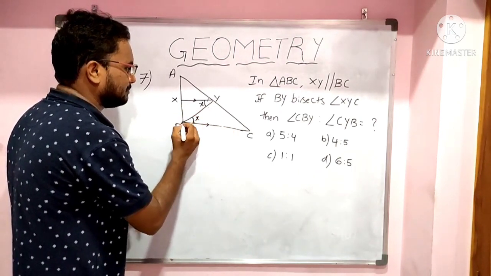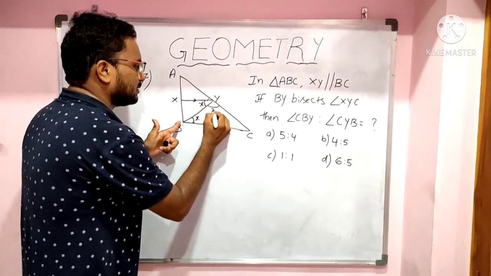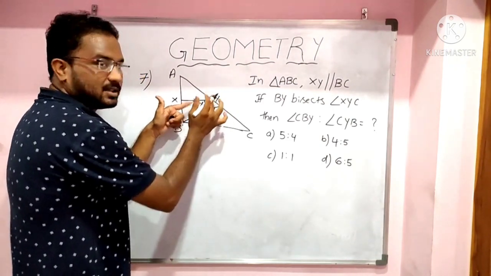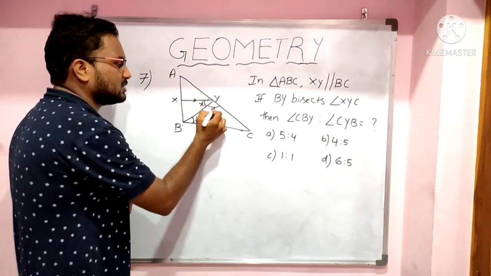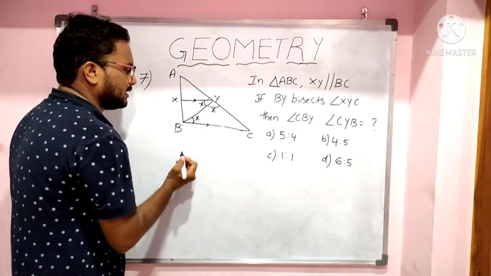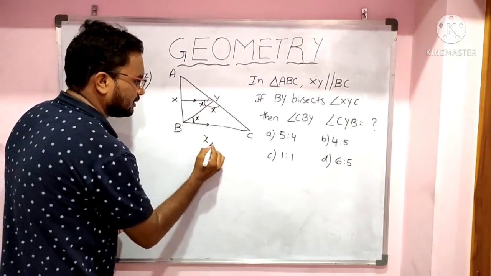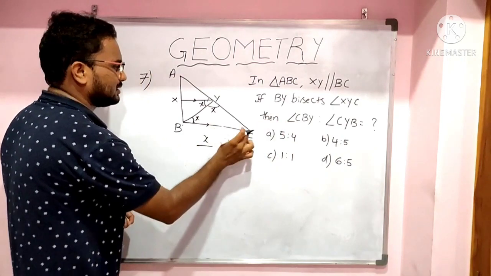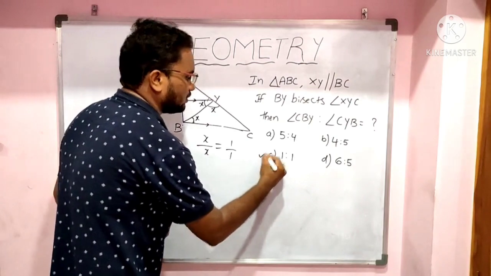BY is the bisector. If this is X, then this should be equal to X, because it is an angle bisector. That means it divides the given total angle into two equal parts. So angle CBY is X and angle CYB is X. So the ratio is 1:1.